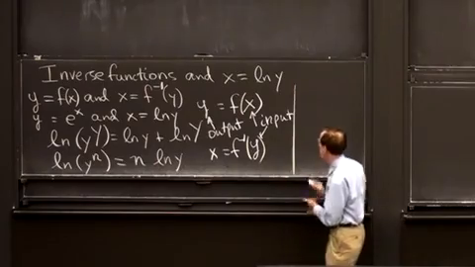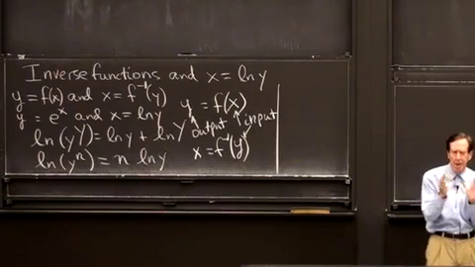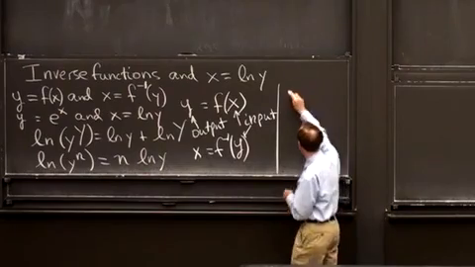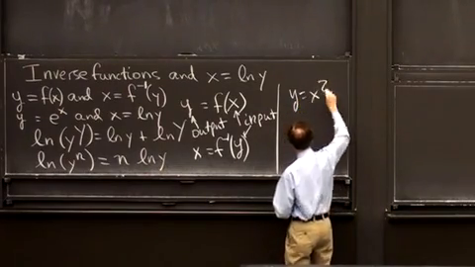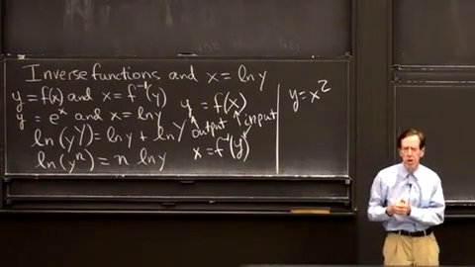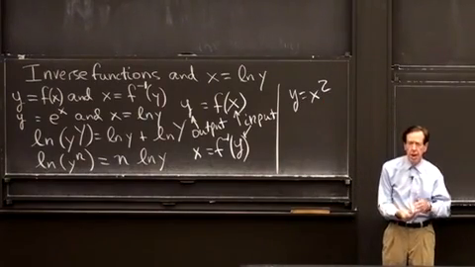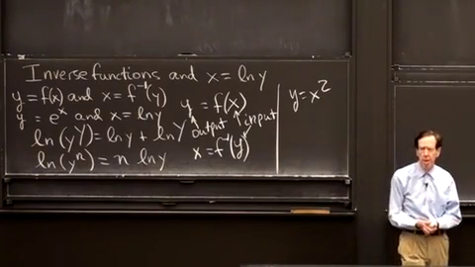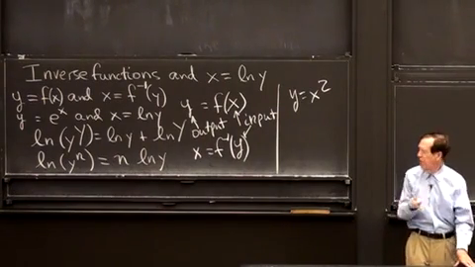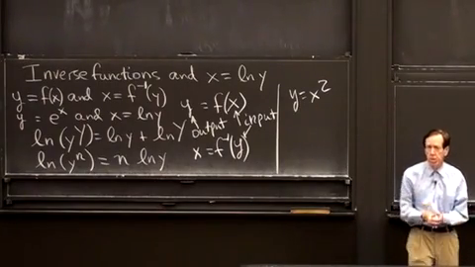Let me do an example, because that's letters, and we need a first example. Y is x squared. So that's my function f of x. F is the squaring function. Okay, if you give me x equal 3, the output is y equal 9. Now, what's the inverse function? The inverse function, I want to find x from y. How do I do that? I take the square root.